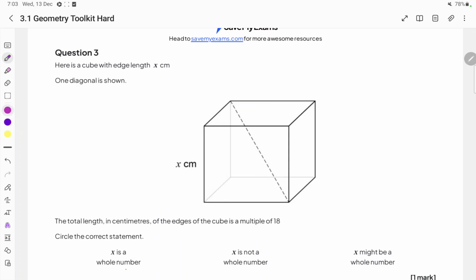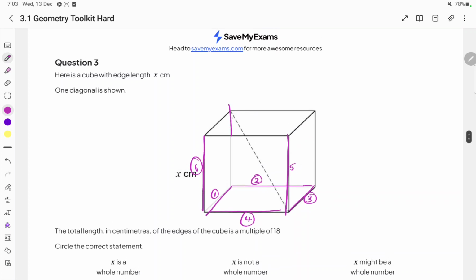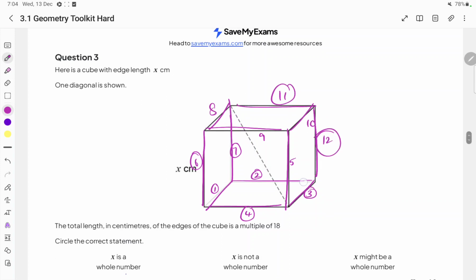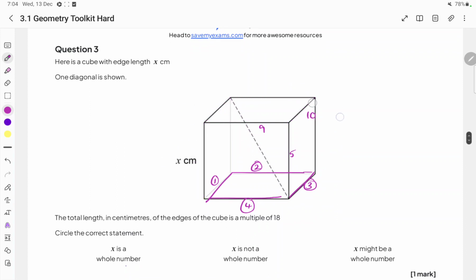Edges means how many edges we have? 1, 2, 3, 4, and here this will be 5, this is 6, 7, 8, 9, 10, 11, and here you have 12. So you will not count this diagonal, this is not an edge. Okay, so 12 edges we have in a cube.